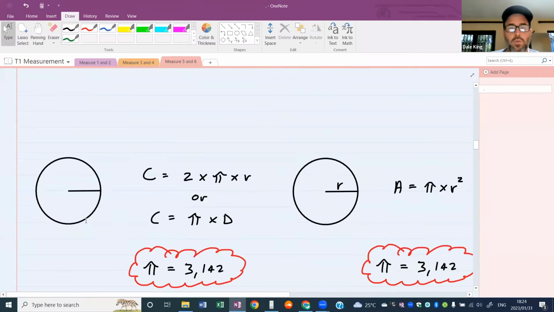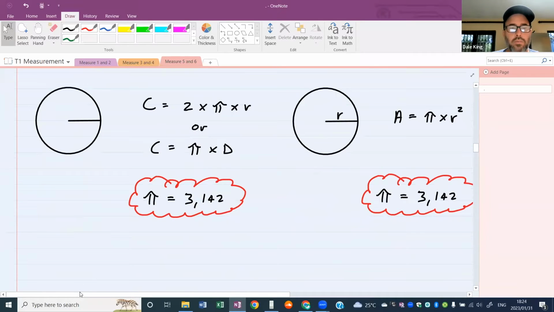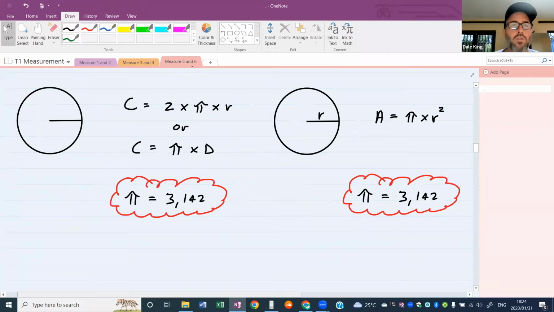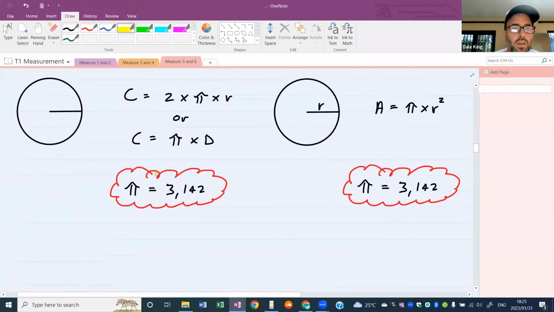We've got one more shape that we need to have a look at. There's that funny symbol. We've got circles, which means we've got this funny symbol. Can someone please put in chat, what is the symbol over here? What is that? It's pi.